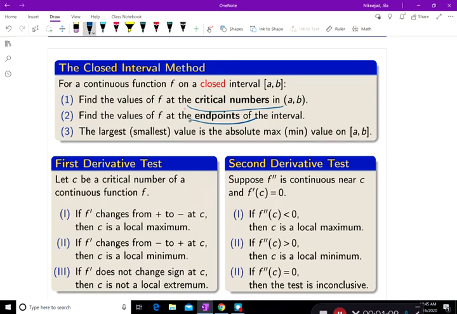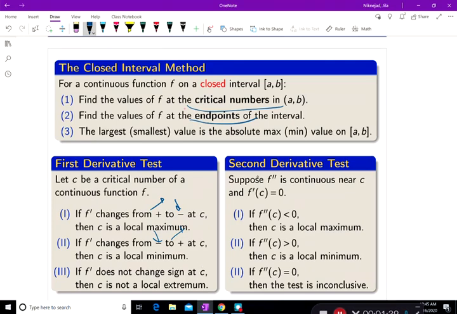Then we may use the first derivative test. Let c be a critical number of a continuous function. If f prime changes from positive to negative, then c is a local maximum. If f prime changes from negative to positive, then we have a local minimum at c, and if it doesn't change, we don't have any extremum.